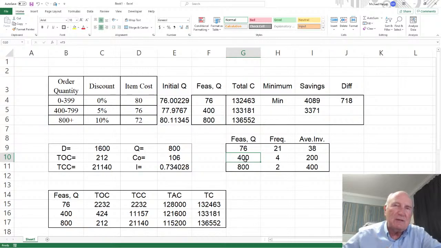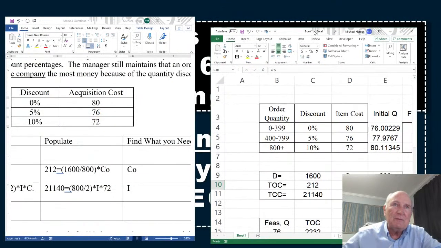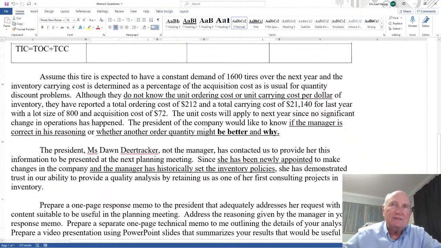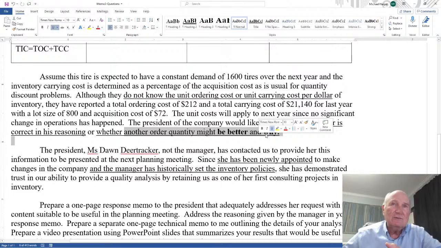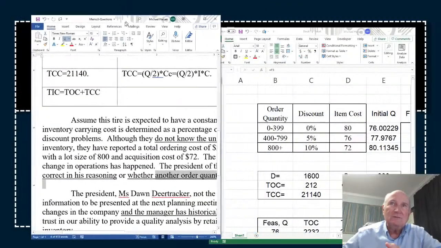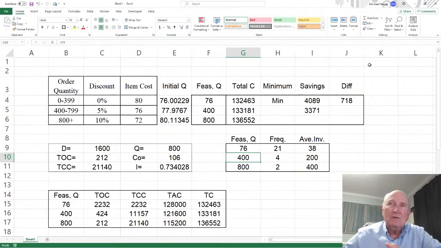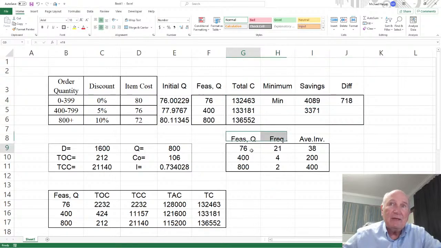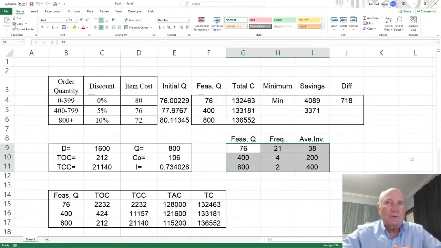Remember, it doesn't say what's the minimum cost. She didn't ask what the minimum cost was. Instead, she said, is there another quantity that might be better, and why? Is he correct in his reasoning? His reasoning is about cost. She says, is there another quantity better, and why? So it's not only about cost, it's talking about operations. Okay, well, that's the cheapest if you just look at cost. But maybe operations has a different view.